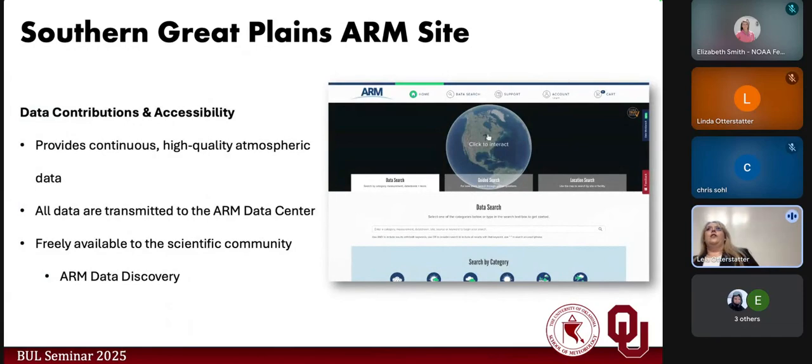So continuing on, if you ever wanted to look at data within the ARM site, it's very accessible. They provide continuous high quality atmospheric data, and all data that is gathered is transmitted to the ARM data center. So it's not just the Southern Great Plains site. There are sites all over the world where you can get that data from. And it is freely available to the scientific community, and it is at the ARM data discovery site, which you can see in the picture on the right.